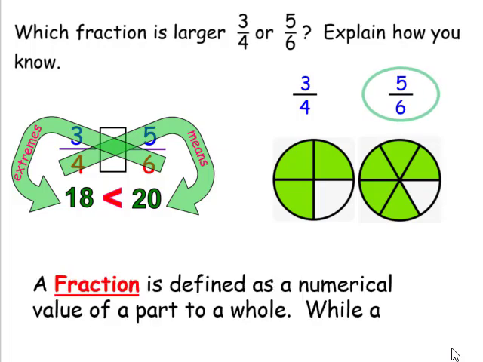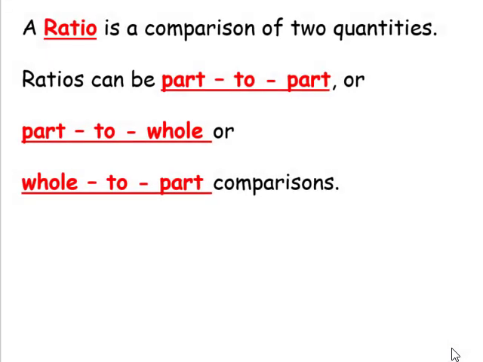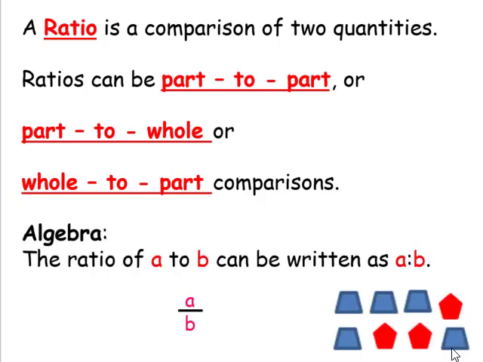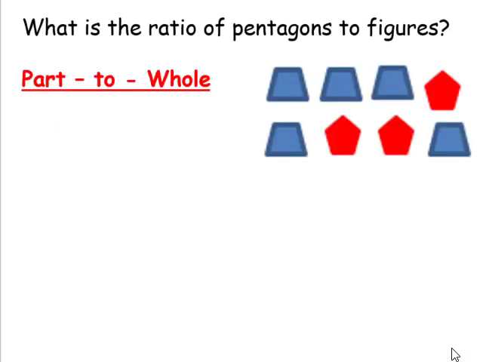A fraction is defined as a numerical value of a part to a whole, while a ratio is a comparison of two quantities. Ratios can be part to part, or part to whole, or whole to part comparisons. A ratio can be written 3 different ways. We can use the word to, the colon, or a fraction, but we read all 3 of these as A to B. A part to whole comparison could be the ratio of pentagons to total figures.